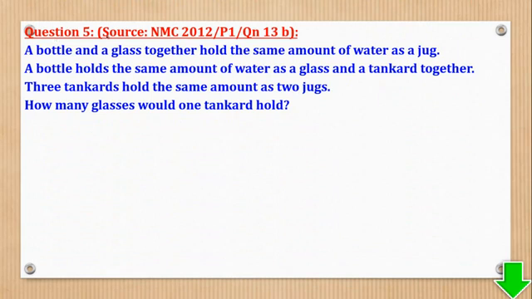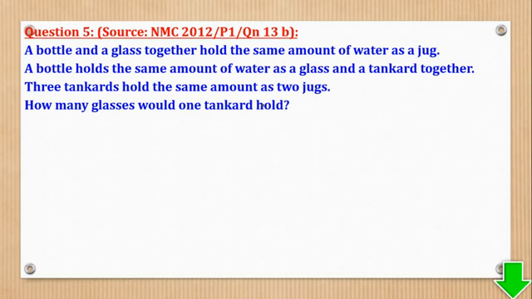Question 5 came from the National Math Contest of 2012, paper 1, question 13b, and it says: a bottle and a glass together hold the same amount of water as a jar. A bottle holds the same amount of water as a glass and a tankard together. 3 tankards hold the same amount as 2 jugs. How many glasses would 1 tankard hold?